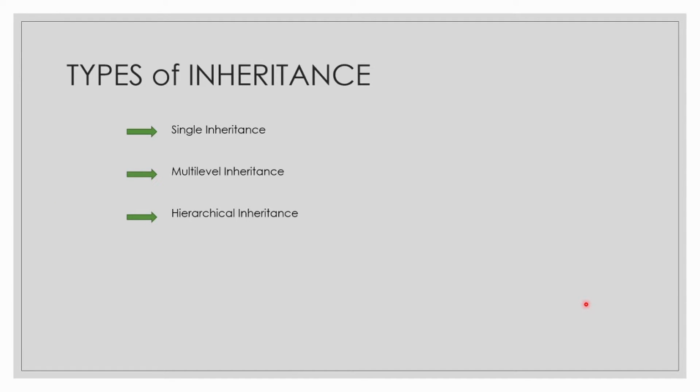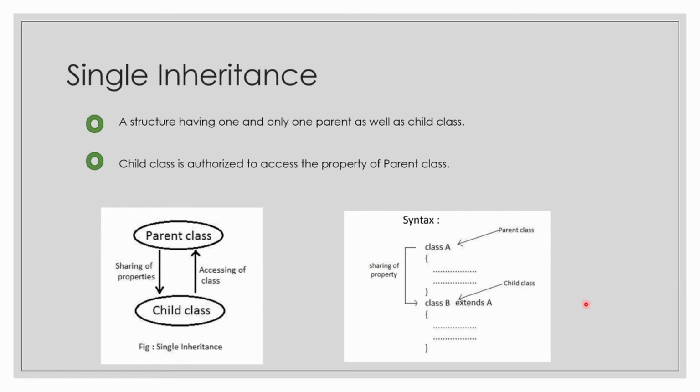So let's come to the types of inheritance we have in Java. We have basically three: single inheritance, multi-level inheritance, and hierarchical inheritance. Single inheritance is very simple. There will be a parent class and there will be a child class, having only one parent class and one child class. The child class is authorized to access the properties of the parent class.